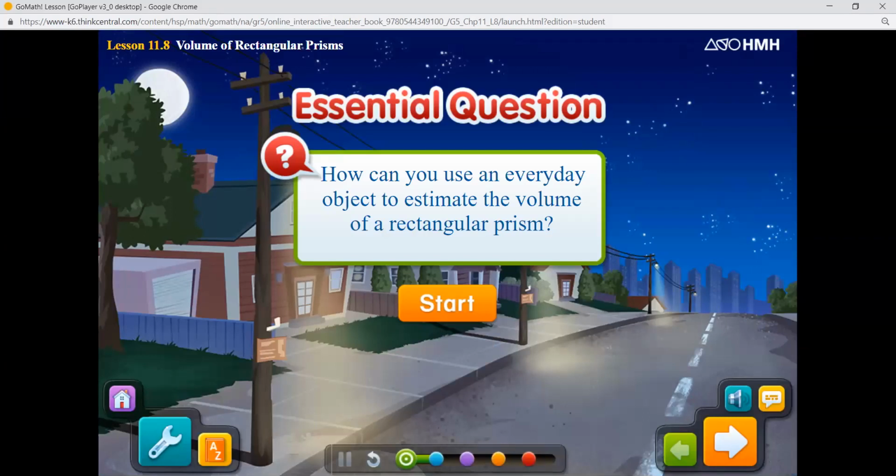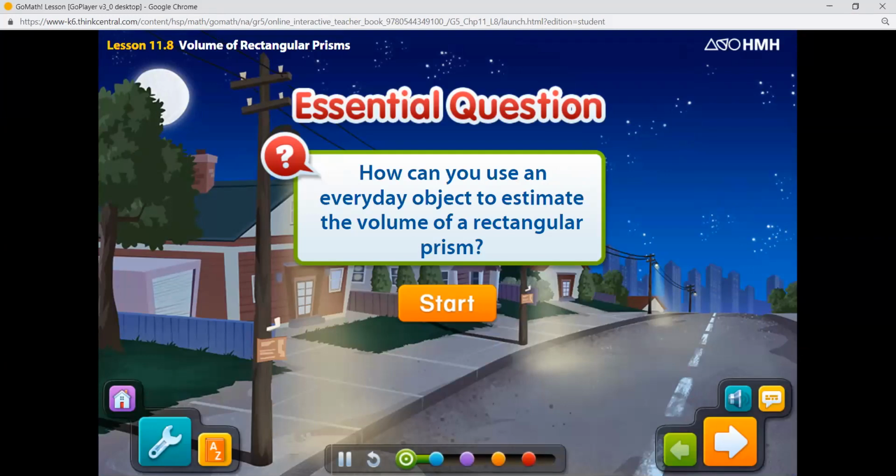How can you use an everyday object to estimate the volume of a rectangular prism? Can you hear that, girls, or no? How can you use an everyday object to estimate the volume of a rectangular prism?